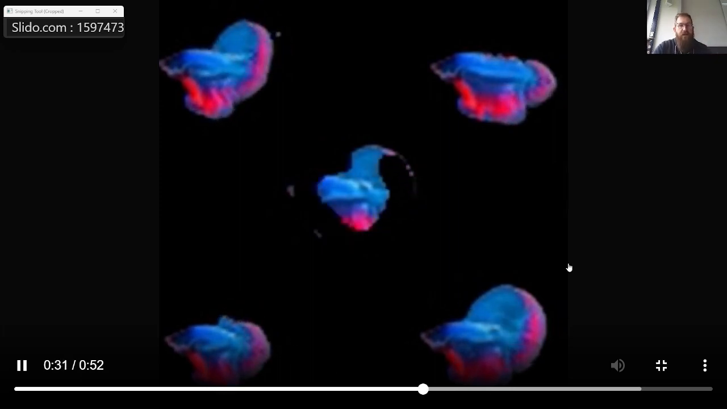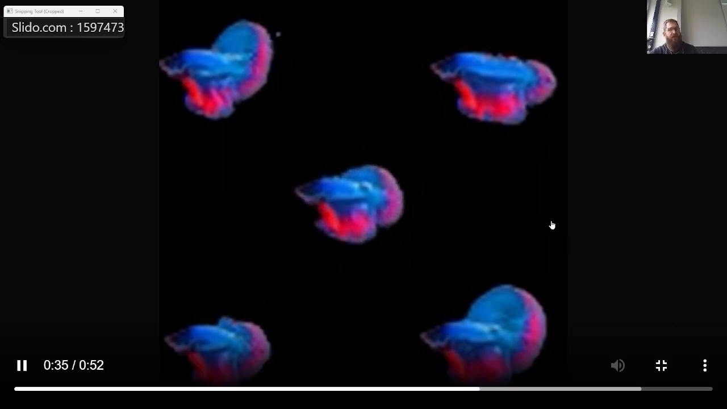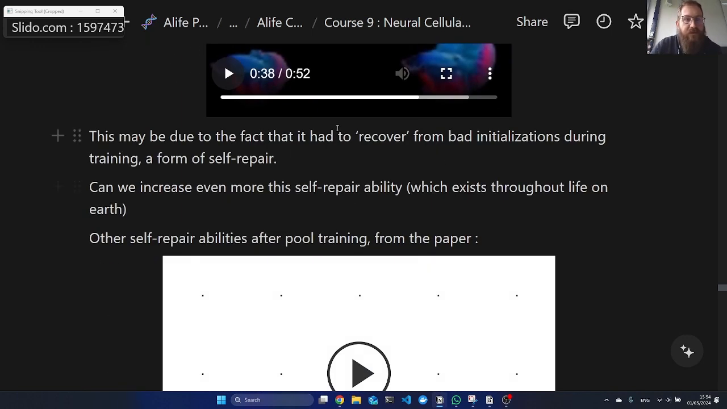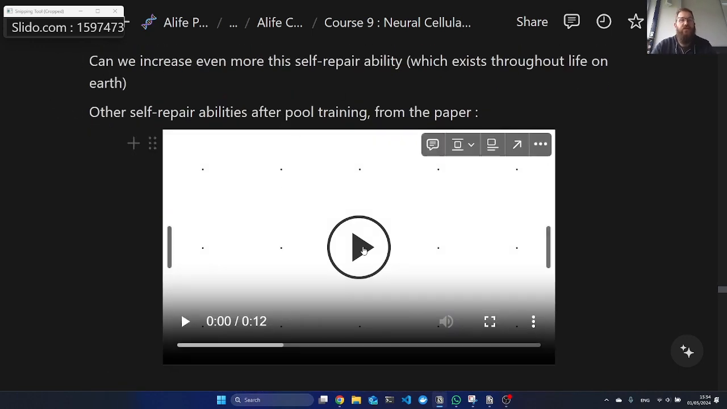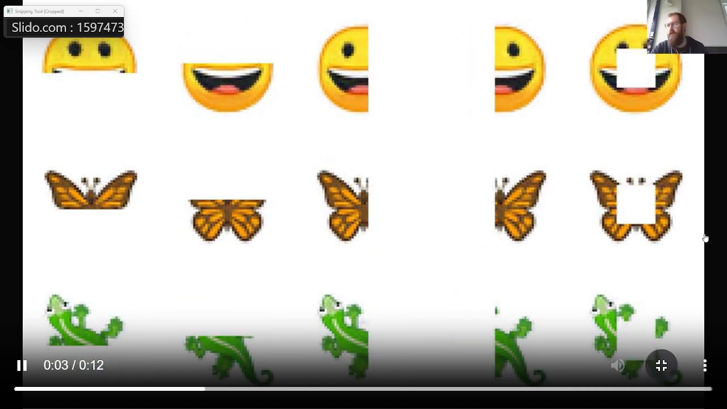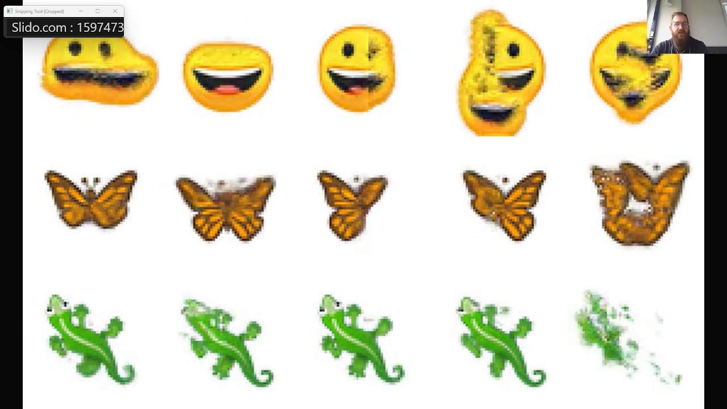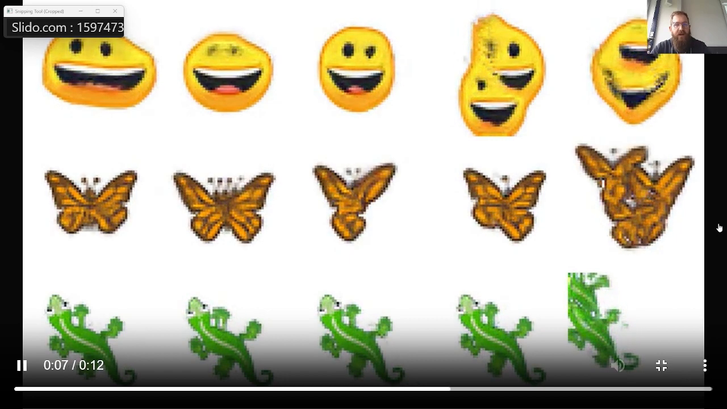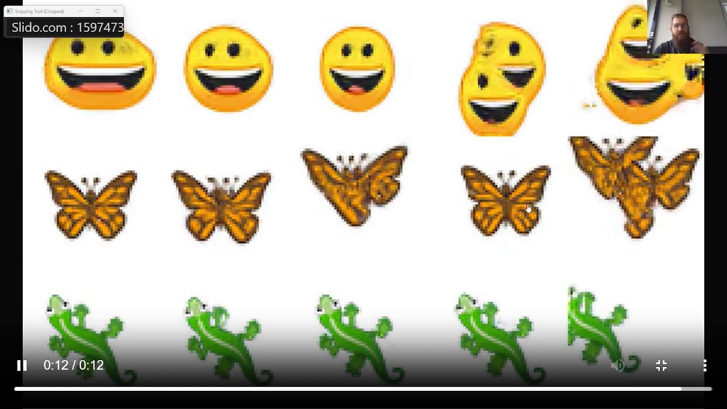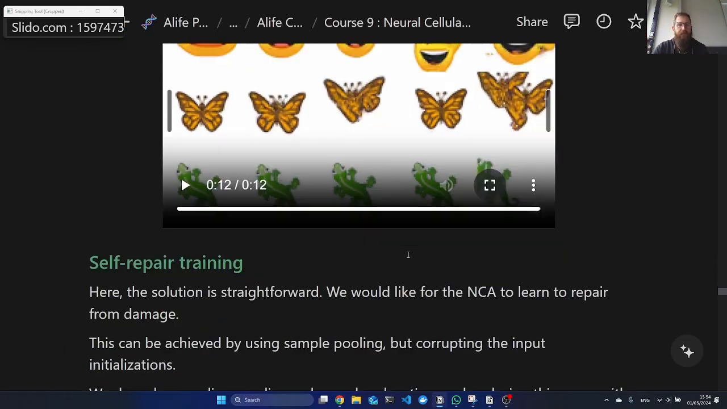So it has some repairing capabilities, which is very impressive on its own, because we didn't ask it to do that. But they're not as good as they could be, right? So let's try and see if we can train it to self-repair even better than that. This is an example from the original paper again, where they damage the fish, and you see that sometimes it managed to repair, but sometimes not at all.